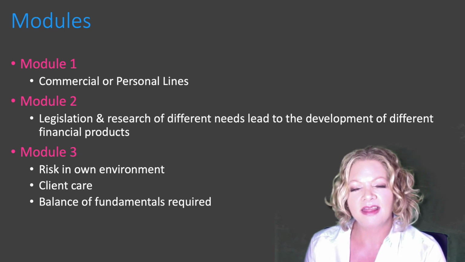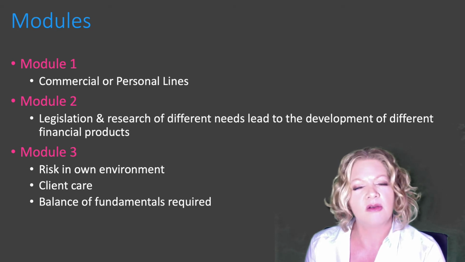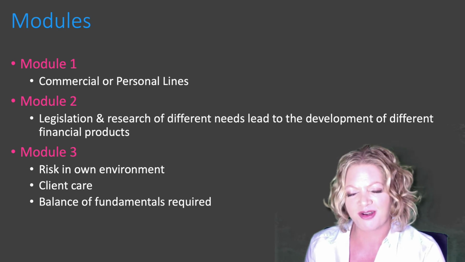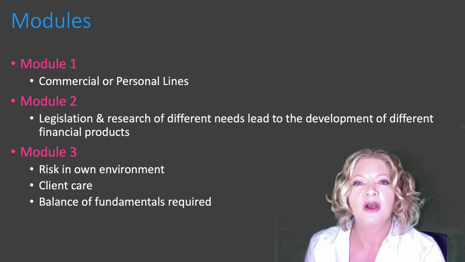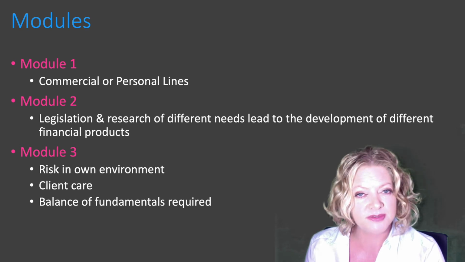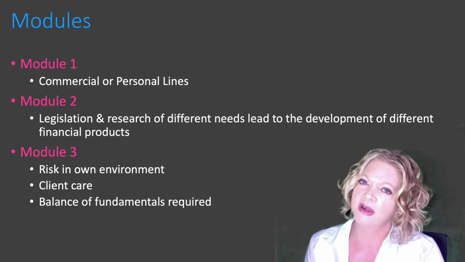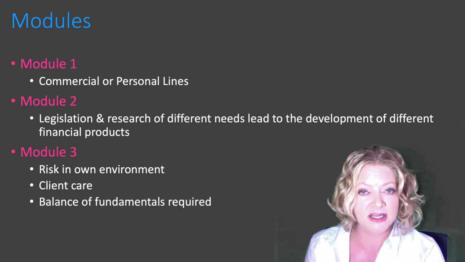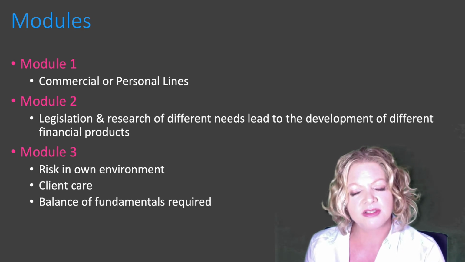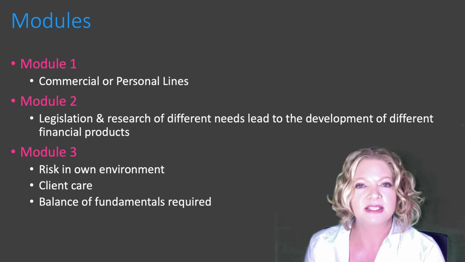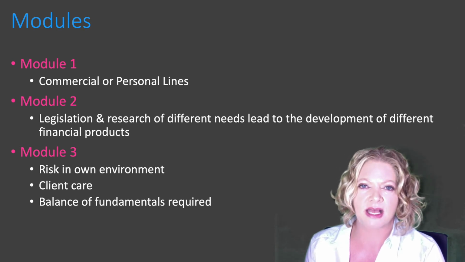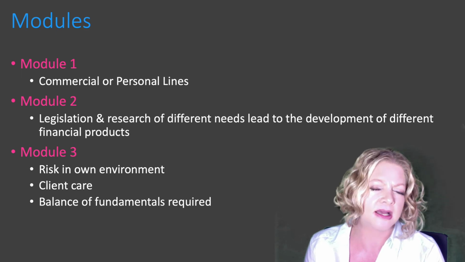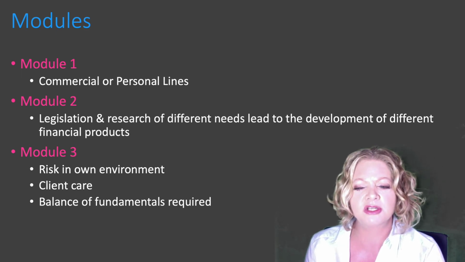All right. And then the third module, what remains there, regardless of whether you did commercial or personal lines, would be that we do risk in your own environment. We do client care and building relationships with clients, and then we do the balance of the fundamentals that you still require. So it would either be maths and financial literacy, or then just financial literacy, or if you didn't have matric at all, this part will then contain the languages as well. Although we mostly integrate the language into the media and all other parts of the qualification.